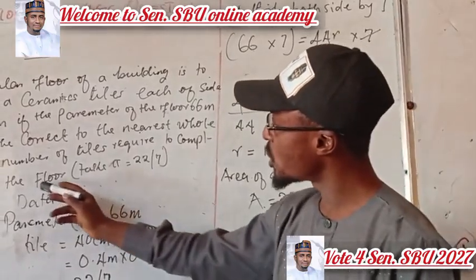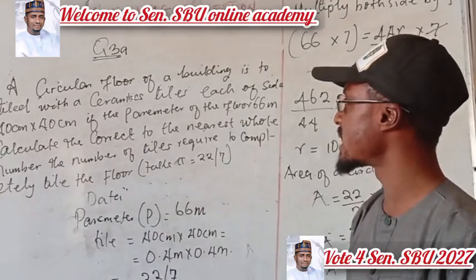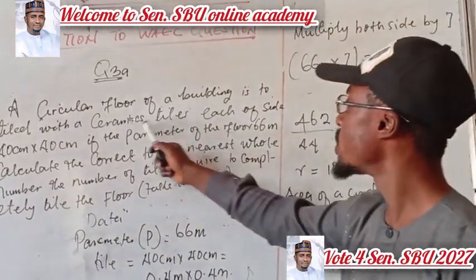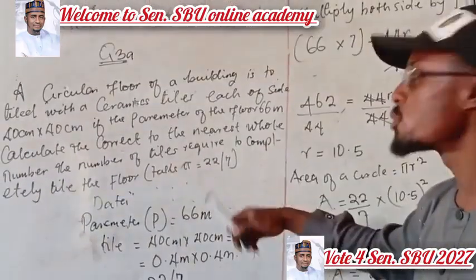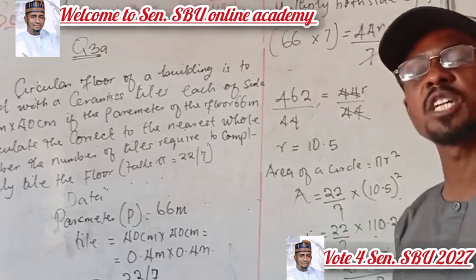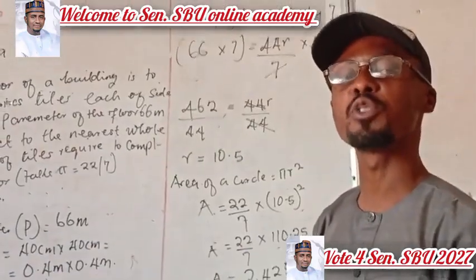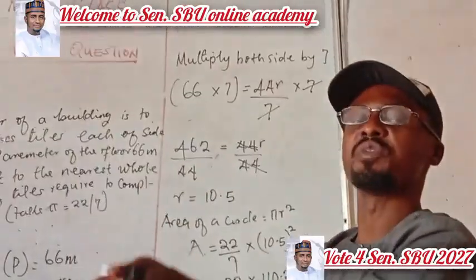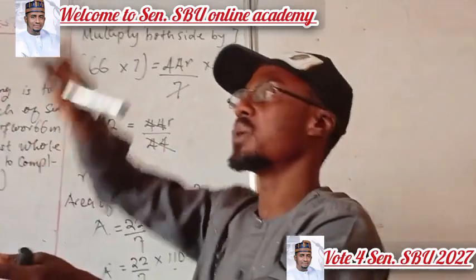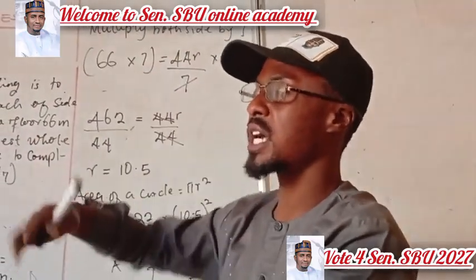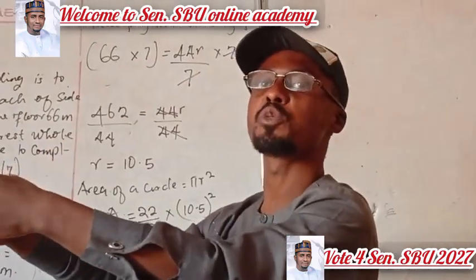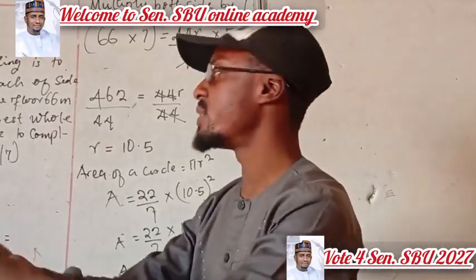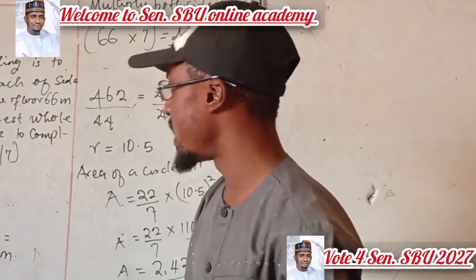Now, the solution comes this way. We take the data because we have some data here in the question, like parameters. We have the parameter, which is circumference. As far as a circular shape is concerned, the perimeter stands for the circumference of the circle. That is the boundary of the circle, and also you can compute the area of the circle.